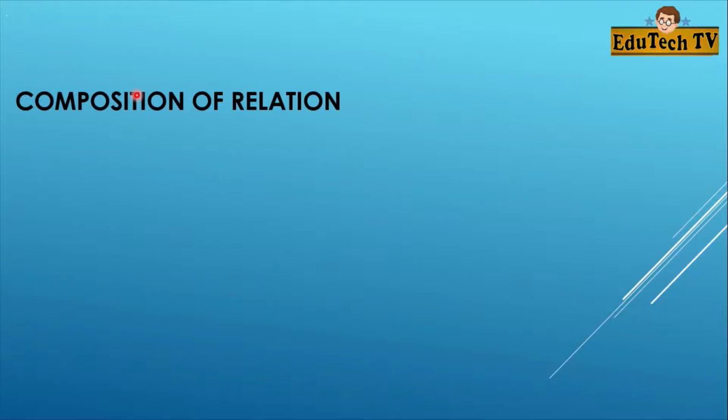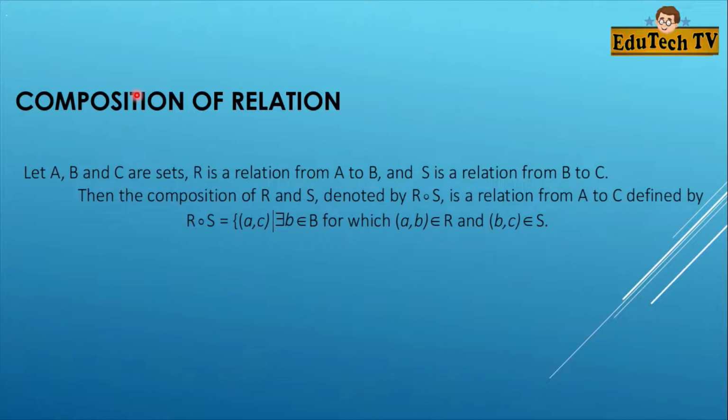Next, composition of relation. Let A, B, and C be sets. R is a relation from A to B. S is a relation from B to C. Then the composition of R and S, denoted by this symbol, is a relation from A to C defined by R composed with S equals (a, c) such that there exists an element b in set B for which (a, b) is an element of relation R and (b, c) is an element of relation S.